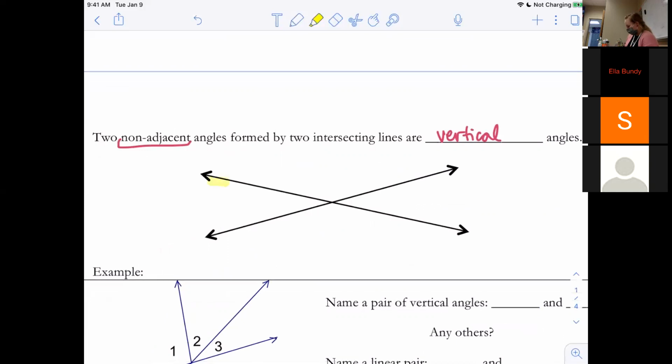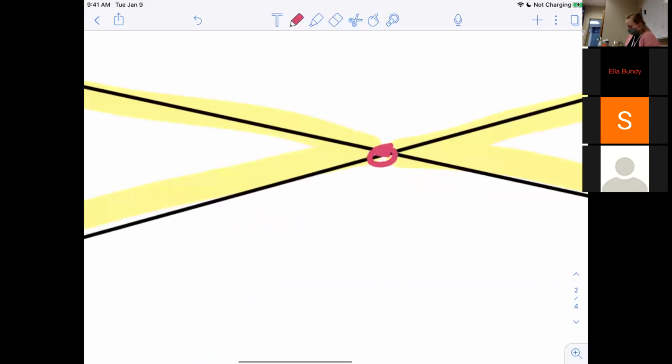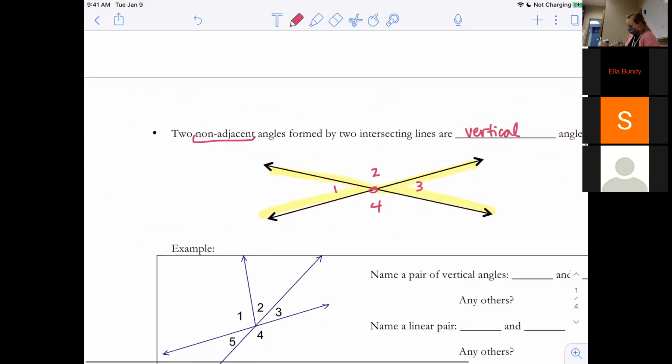In this picture, this angle and this angle are vertical angles. They are essentially across from each other when you have two intersecting lines. I'm going to label these angles 1, 2, 3, and 4, and let me color them in so that we can see what we're talking about. There's 1, there's 3, and then 2 and 4 are also vertical angles because they're across from each other. So those are vertical angles.